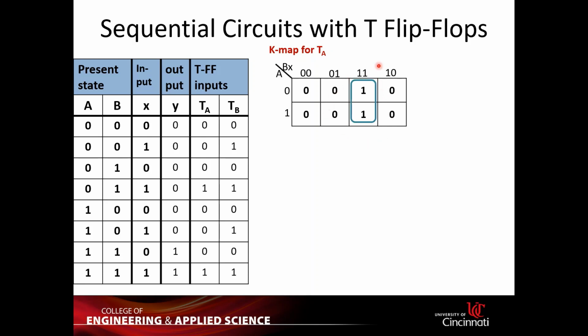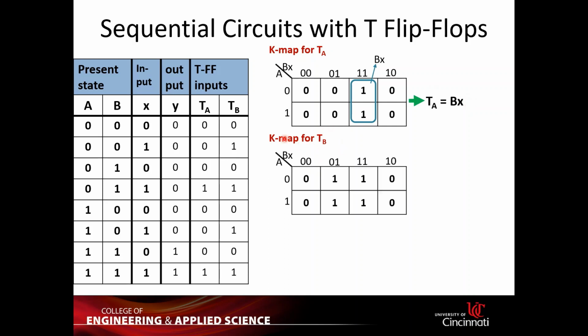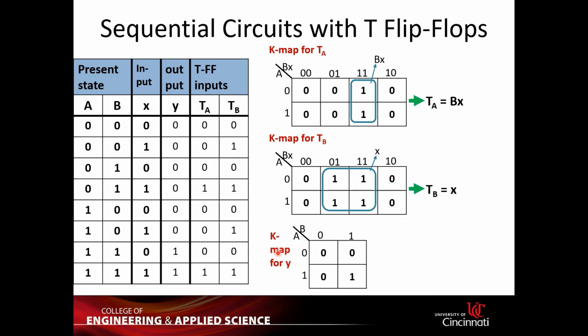You start grouping, and you have TA equals BX. Now you start grouping for TB, and you can group this big group here, and you have TB equals X. And finally, you can make a K-map for Y.